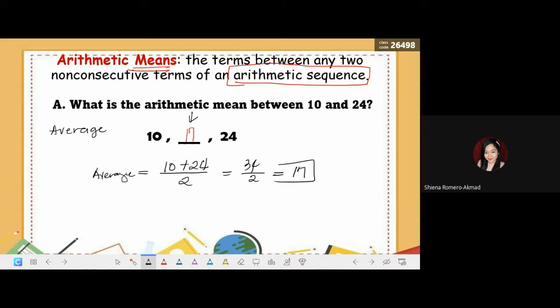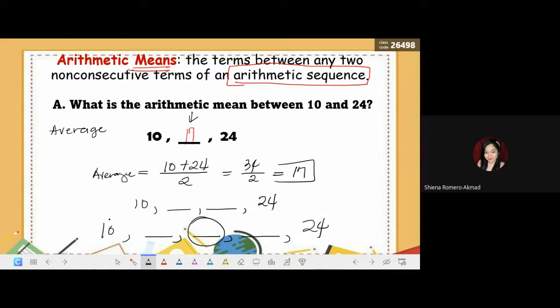Okay, pwede natin siyang gamitin as long as may gitna na hinahanap. Okay? Pero kapag ganito yung binigay na sequence, dalawa yung nasa pagitan ng 10 and 24, wala siyang gitna. Okay? Hindi natin pwedeng gamitin to. Pero kung tatlo yan, tatlo yung arithmetic mean, at ang nasa gitna ay ito, pwede natin gamitin.